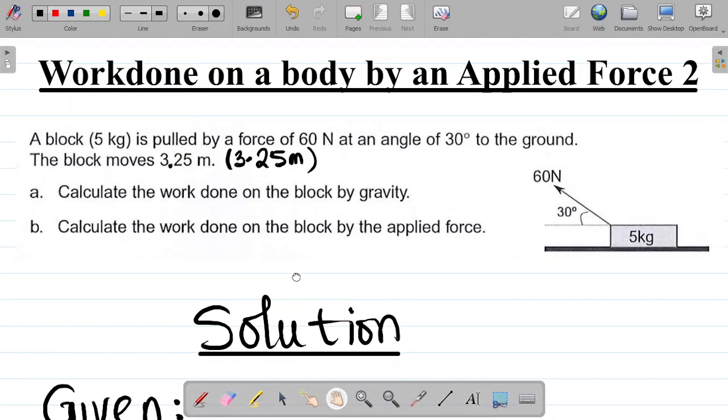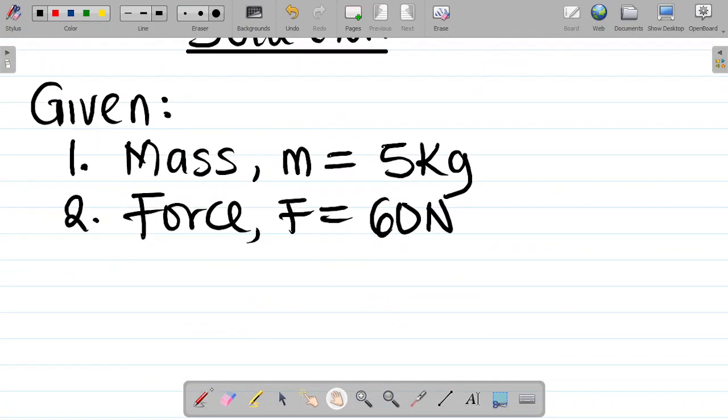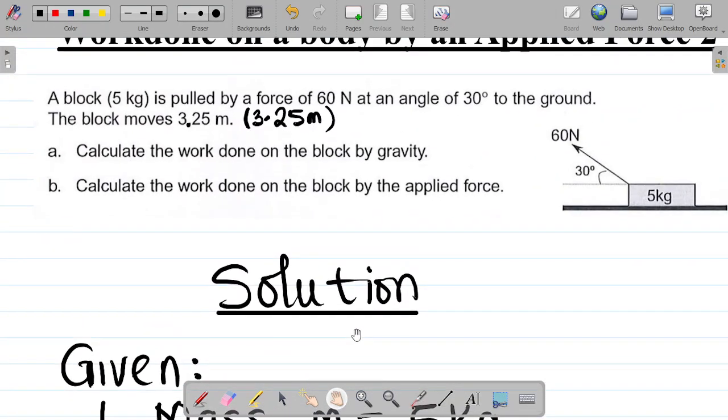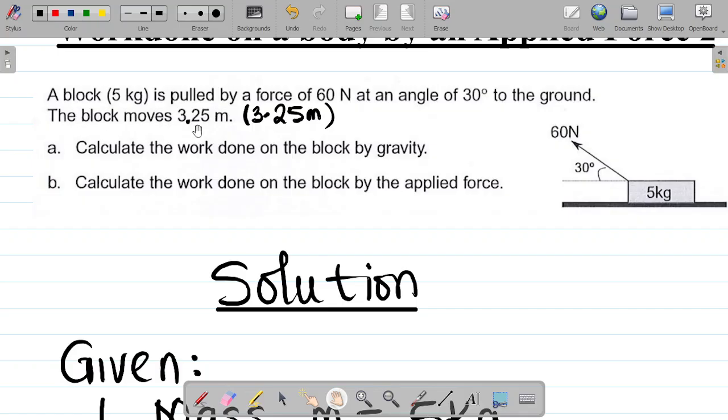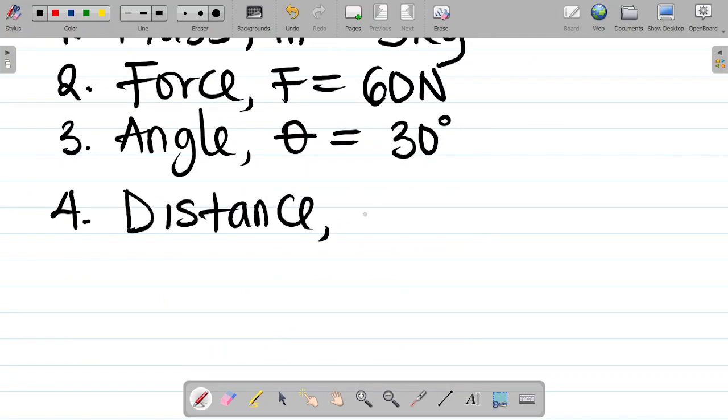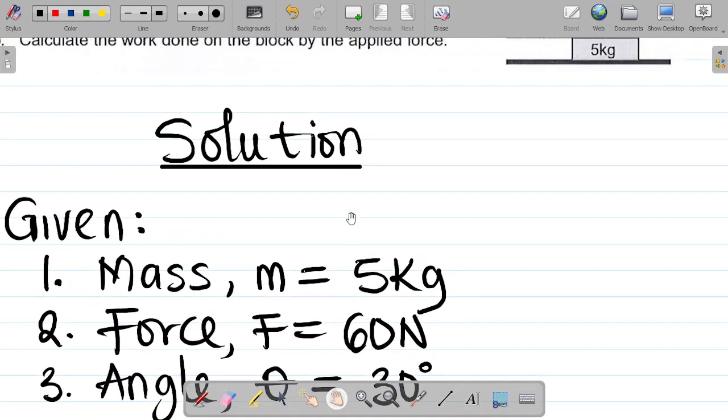What else do you have here? They said at an angle of 30 degrees. Number three, you're given the angle. So you can say angle of inclination, theta, is equal to 30 degrees to the ground. They said the block moves 3.25 meters. Number four, you're given a distance. Let's use D equal to 3.25 meters. You have this for your distance.